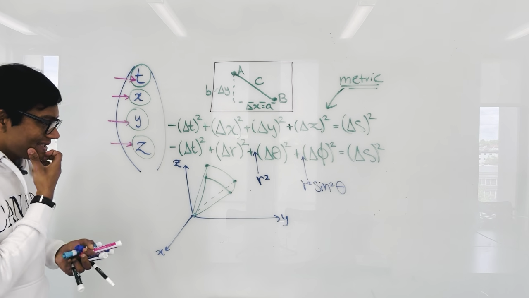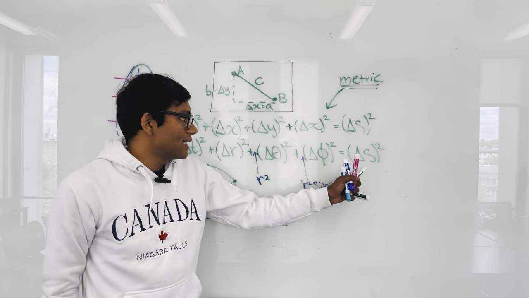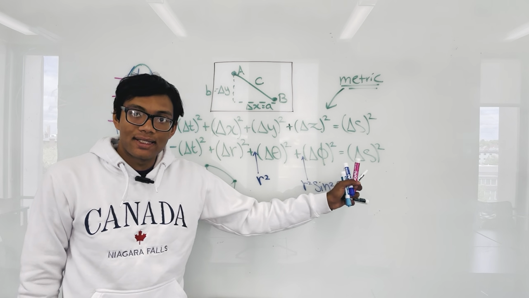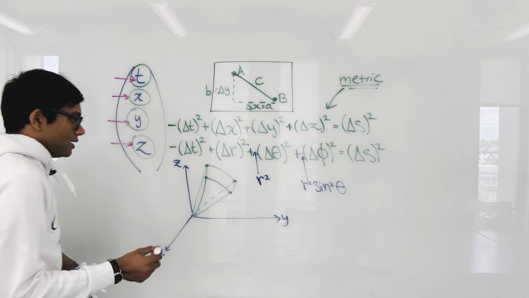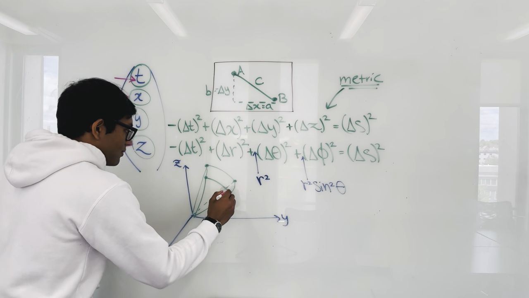Now, I'd like to know how much the total length, if I take a small step in the phi direction, how much will the total length increase? So what do I mean by that? Here's what I mean. Maybe I should draw this differently, but anyway.